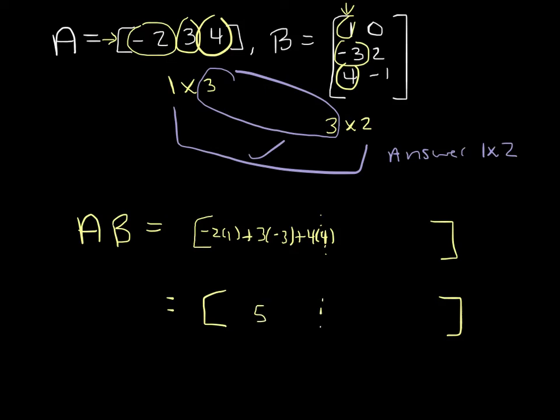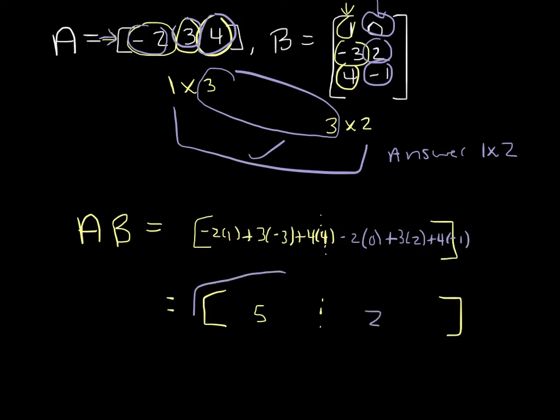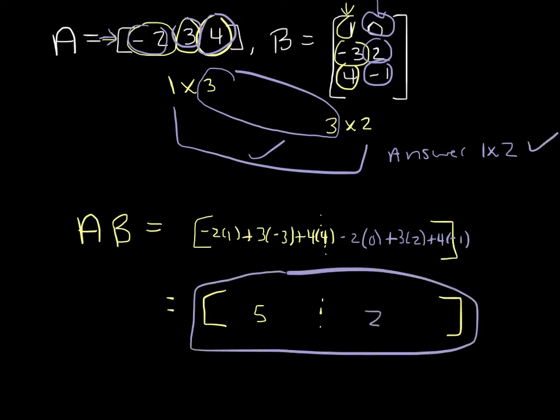And then we're going to do row 1 of A by column 2 of B. Negative 2 times 0 plus 3 times 2 plus 4 times negative 1. Kind of ran out of space there. That answer ends up being 2. And so there's our answer. And the dimensions, you'll notice, are 1 by 2.